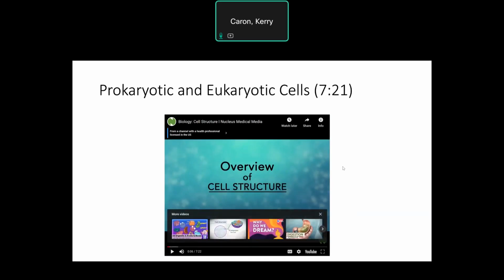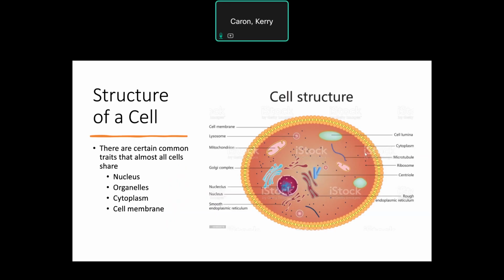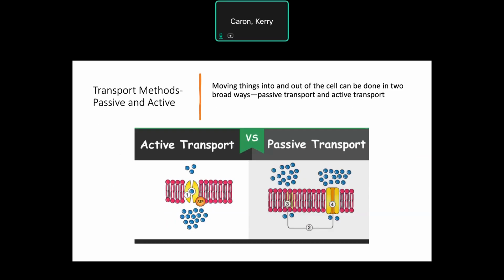Oops. Okay. Structures of the cell, again, we have the nucleus, the organelle, the cytoplasm, and the cell membrane. Okay, transport methods, active transport and passive transport. It's how things get in and out of that semi-permeable membrane. And if it's active, it requires energy. If it's passive, it does not. And remember, energy is ATP. So if you see something requires ATP, it is active.